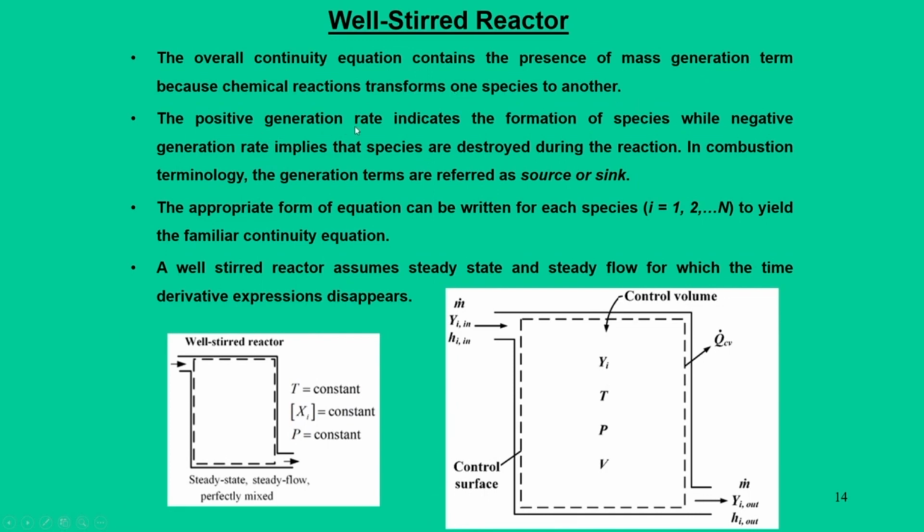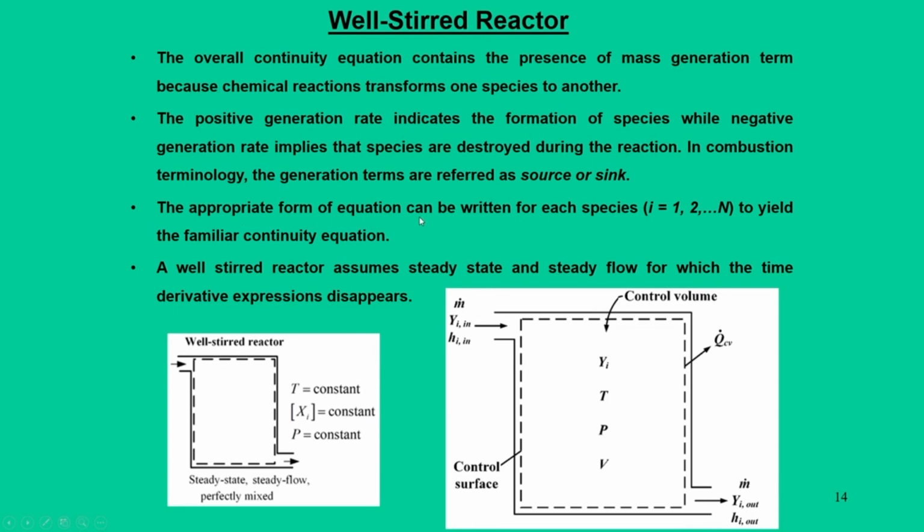The positive generation rate, within this control volume, indicates the formation of species, and the negative generation rate indicates that species are destroyed. In our combustion terminology, the generation terms are referred to as sources or sinks. Source means it is formed, and destroyed means it is a sink.